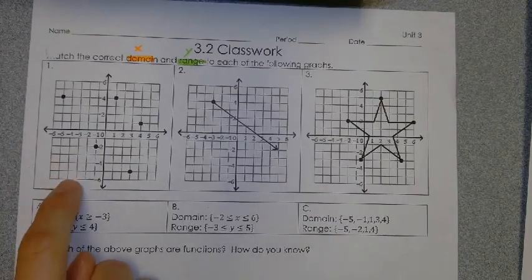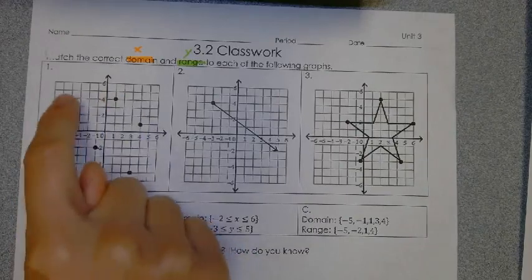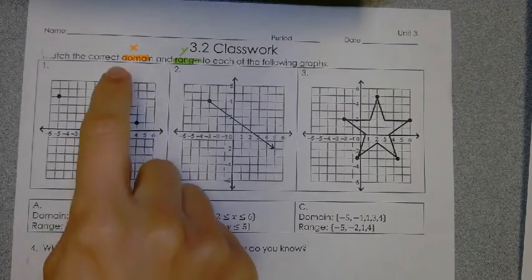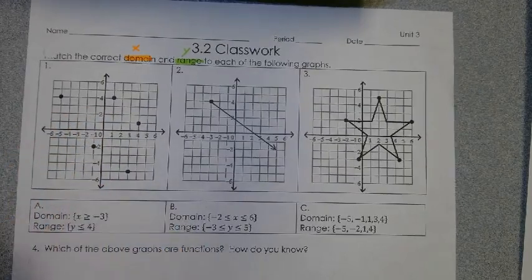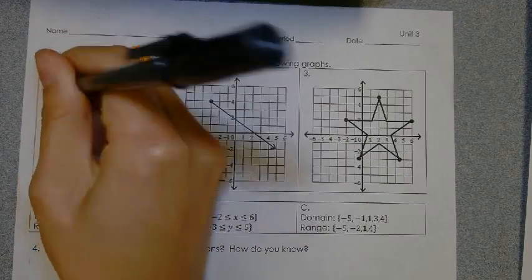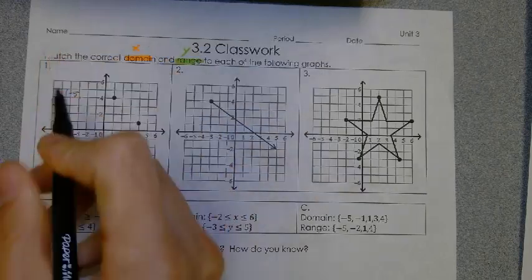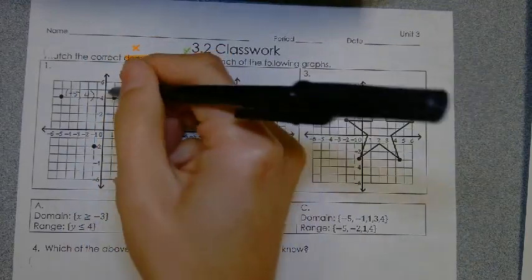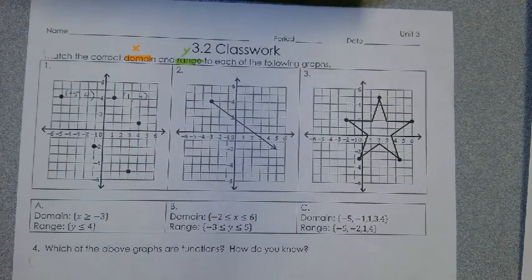Let's start with the first graph. This graph has 5 separate points, which means we will need to write their domain and range, or their x and y values, separately. Let's start by labeling the points. This point has an x value of -5 and a y value of +4. This point has an x of 1 and a y of 4.